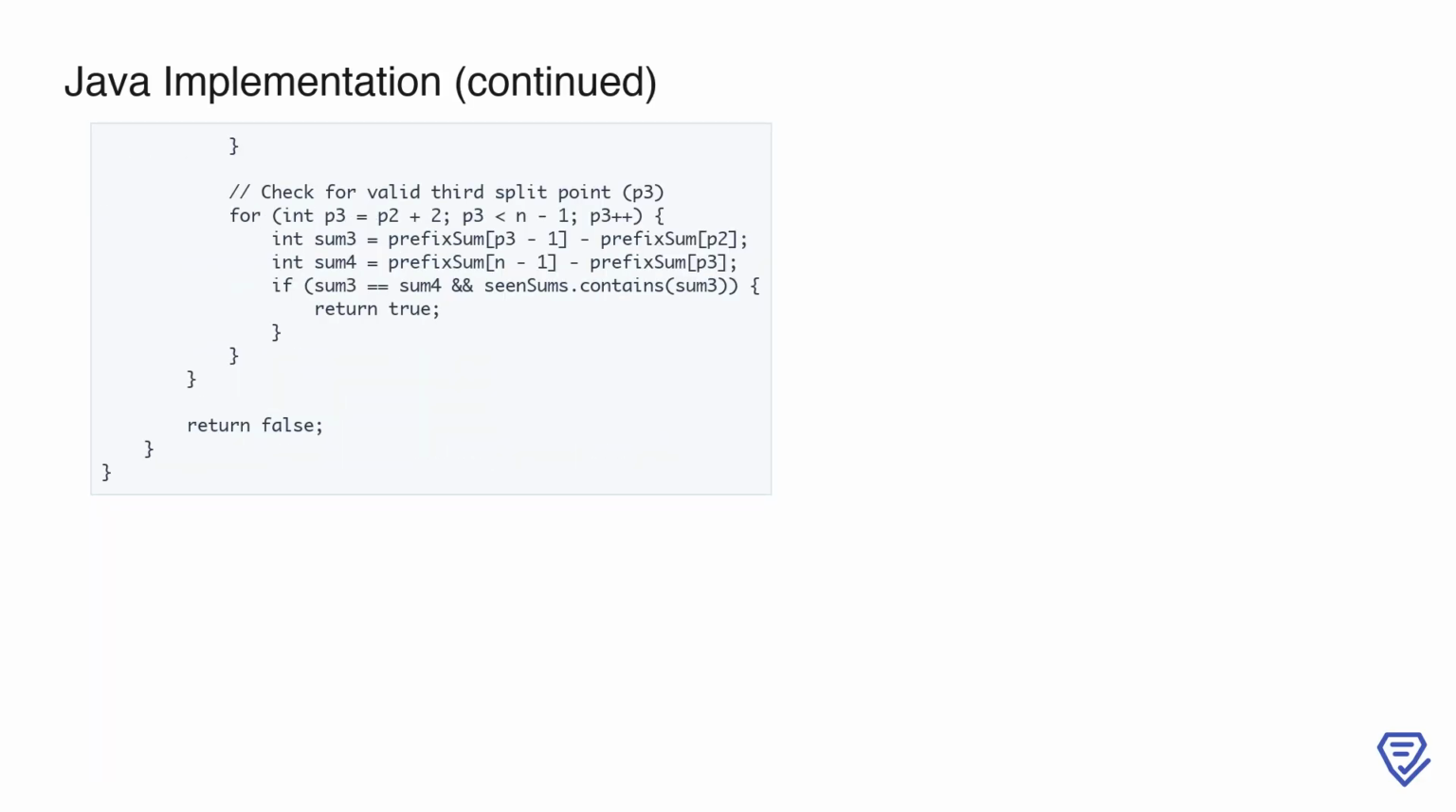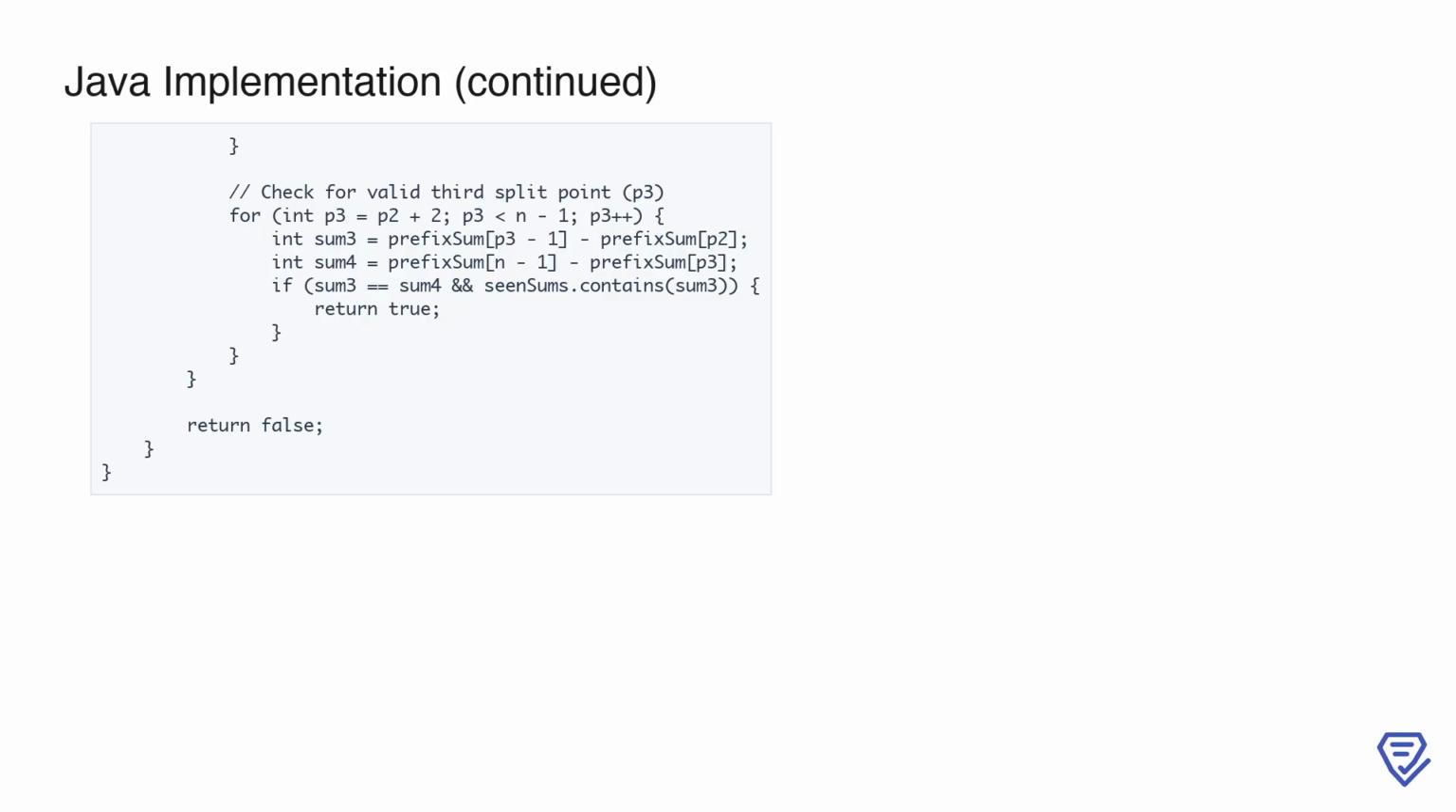Now, with the sums for valid P1 stored in the hash set, we move on to finding a valid third split point, P3. The loop starts at P2 plus 2, ensuring there is enough space for the remaining subarrays, and continues until N-1 to leave room for the final segment. For each potential P3, we calculate the sums of the third and fourth subarrays using the prefix sum array.